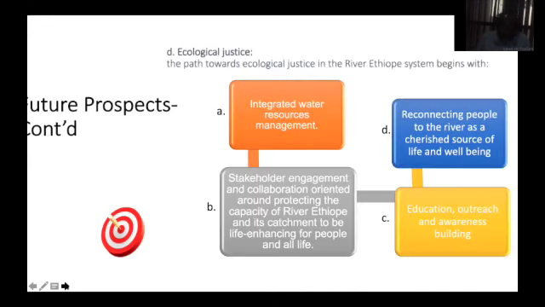Ecological justice. The path toward ecological justice in the river system begins with integrated water resources management. Just a few months ago, we proposed to establish an integrated institute for Rivertube, known as the Rivertube Basin Institute, at Delta State University. Hopefully, this institute will be inaugurated on September 27th this year to build the capacity of all stakeholders to achieve the purpose of balancing social, economic, and environmental interests in the Rivertube basin.